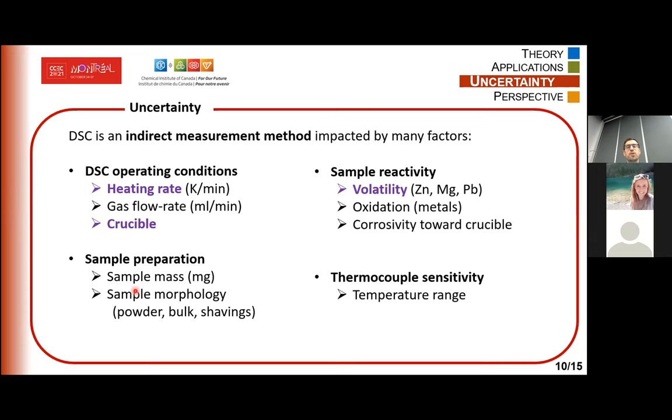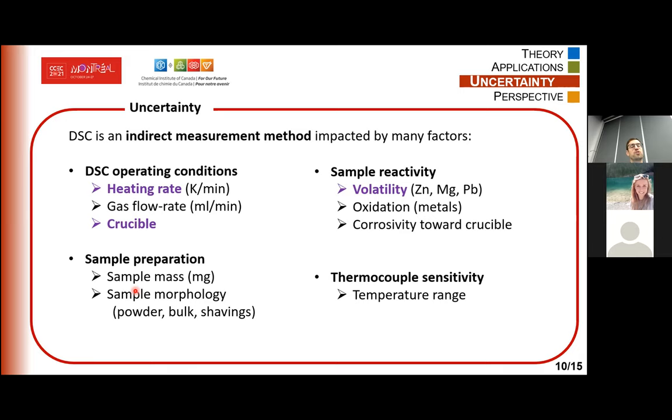Okay, so in terms of uncertainty, like I said, it's an indirect measurement method in this case. So there are many, many factors that can impact the quality of our measurement. Of course, the heating rate, the gas flow, the crucible type that we're using, all these operating conditions will have an impact on the measurement. So we need to calibrate for the specific operating condition.